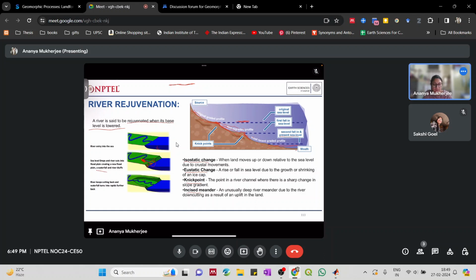Suppose this is your land, and the river is flowing, maybe not so plain, but with a slight slope, and the river is meandering also. But due to sudden uplift in this region, the slope changes suddenly, and the river will start down cutting this area at a much higher rate than it was cutting in this region. That is when you get your incised meander. So you can see over here, these could be called your incised meander.